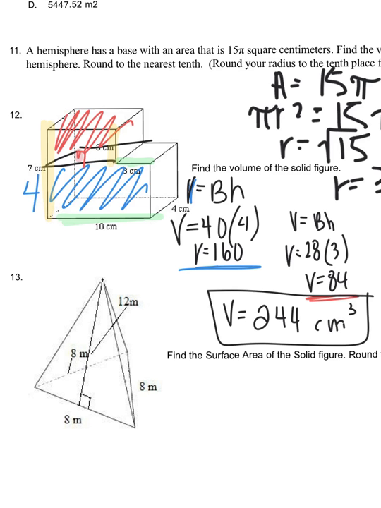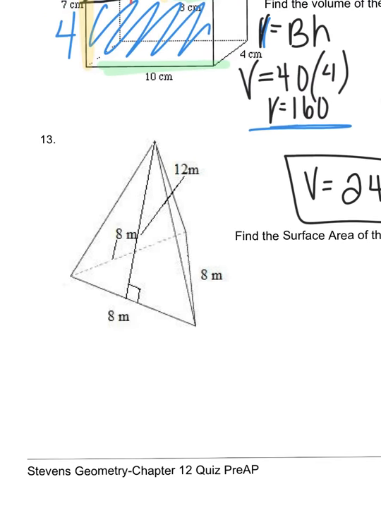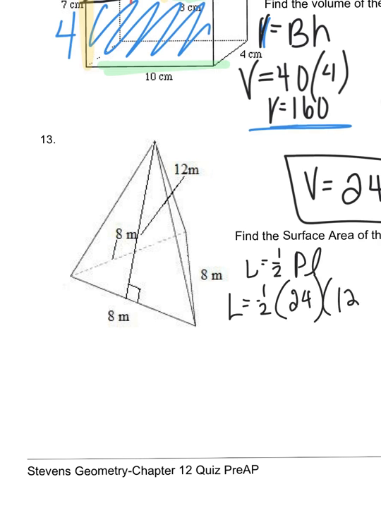Okay. The bottom one says find the surface area of the solid figure. Now just a heads up that the next question is lateral. So what I'm going to do on this one is I'm going to find both. Again, the next question was lateral anyways. So the lateral is equal to 1/2 perimeter of the base times the slant height. So my lateral is 1/2. Perimeter of the base is 24. Slant height is 12. So for question 14, the answer was 144. But for this one, I wanted total surface area.